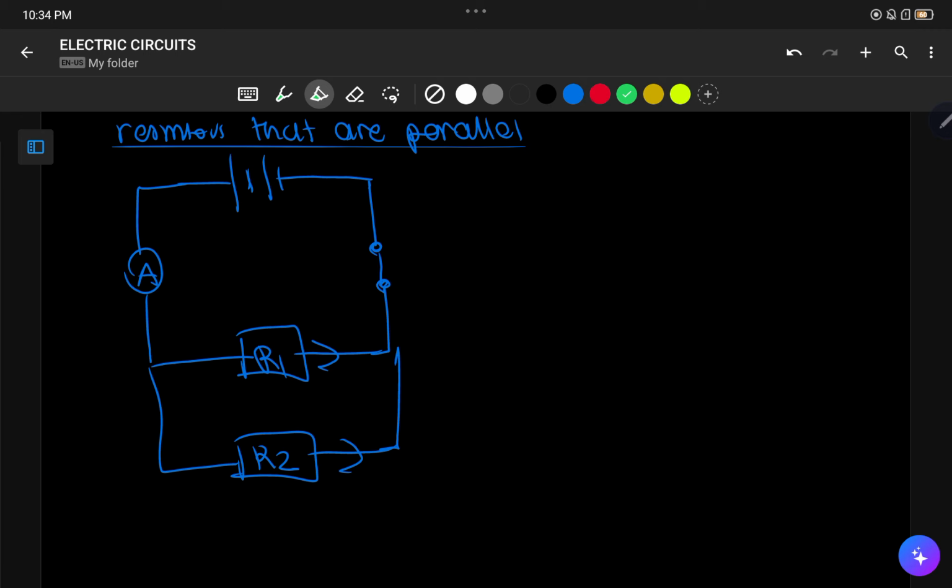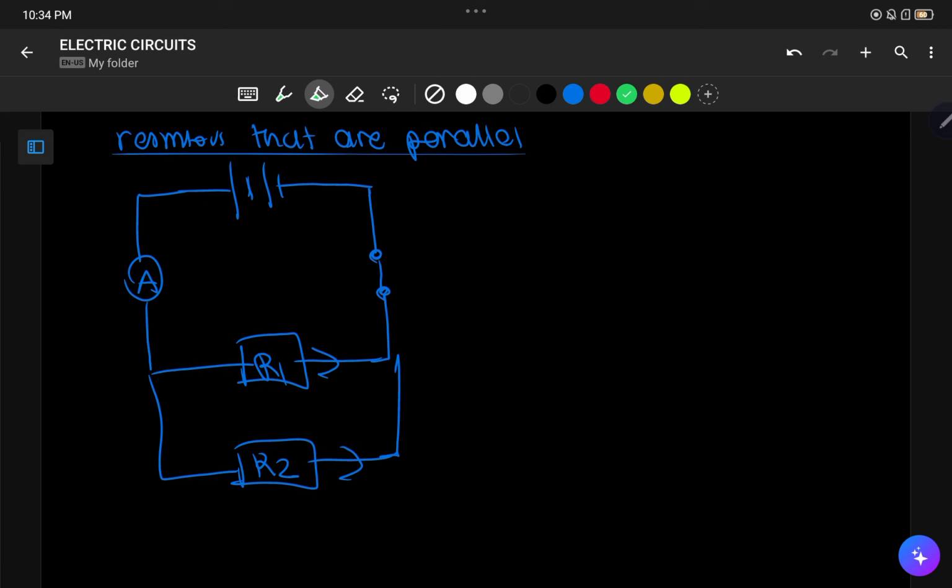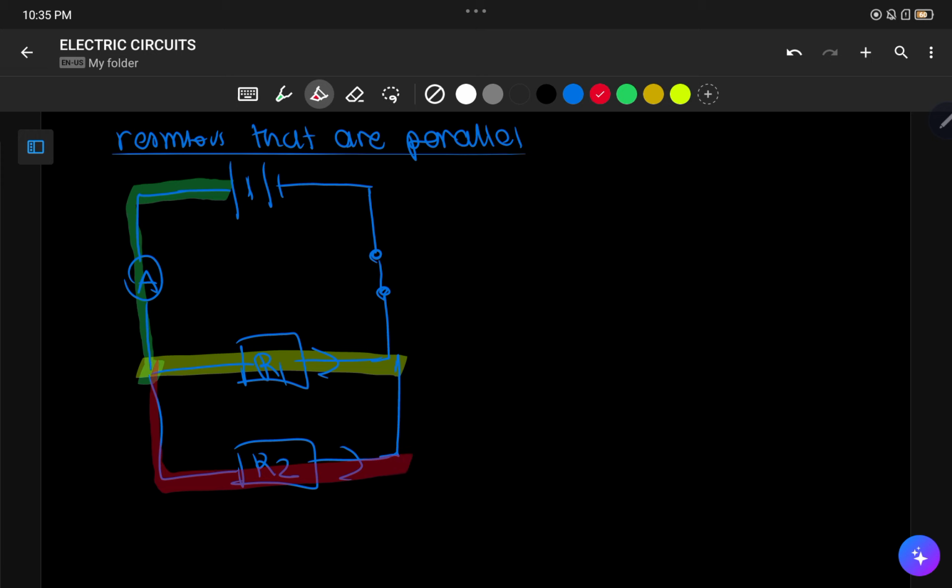So, from where the current flows from the positive terminal, you pass through the ammeter, it reads the current, and then you reach this part. As you reach this part, you can see there are two parts, part for R1, part for R2. That indicates there are two different pathways in which the resistors are in. So resistor number 1 is in this pathway and resistor number 2 is in this pathway. So they're in different pathways.